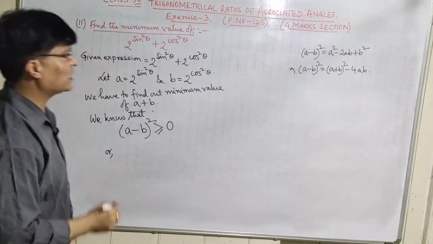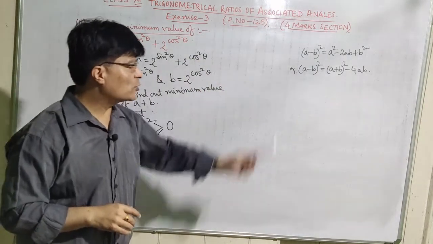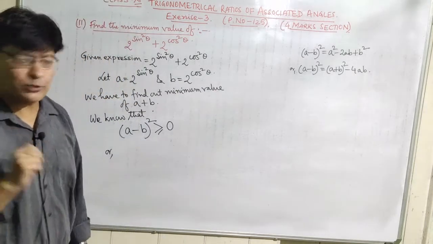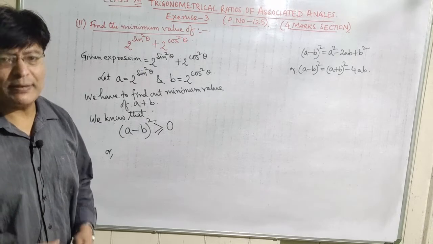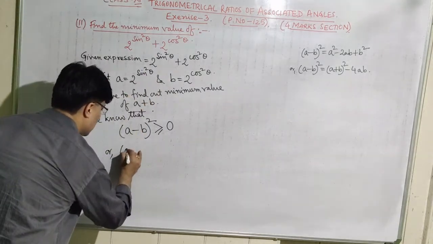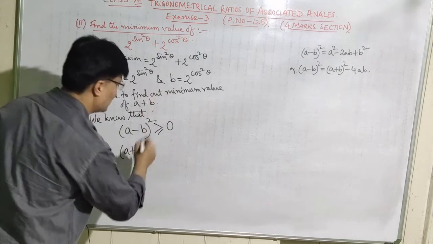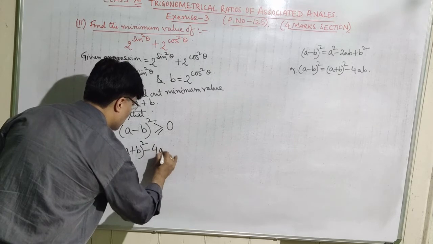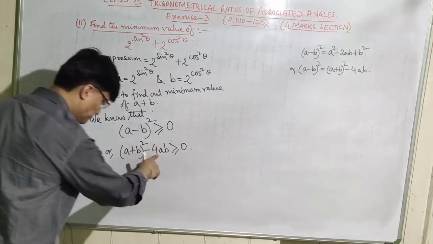So let us use the second one. You should know this formula: (a minus b) whole square is equal to a square minus 2ab plus b square, and also (a minus b) whole square is equal to (a plus b) whole square minus 4ab. So let us use the second one. That is, (a plus b) whole square minus 4ab is greater than or equal to 0.